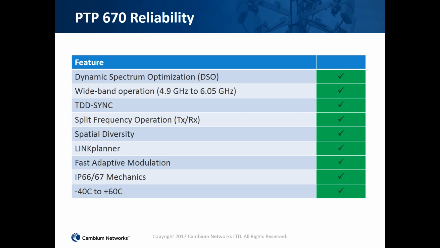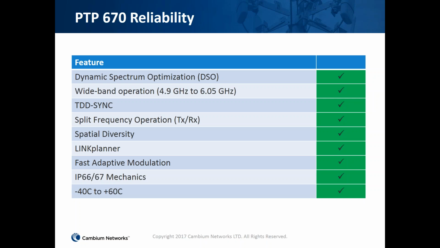What DSO does is it dynamically scans the spectrum. It scans the entire spectrum from 4.9 to 6 gigahertz and gives you analytics of what is actually going on, and then you have the ability to choose or jump to another channel. We'll get into it a little bit later on, and we have a few slides to explain it in more detail, but this is just to give you an overall perspective.